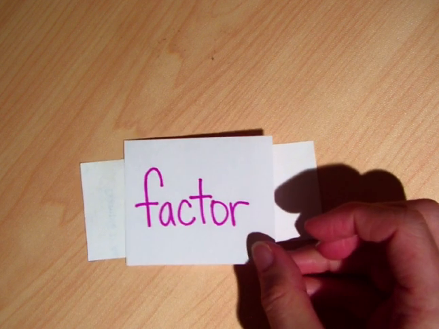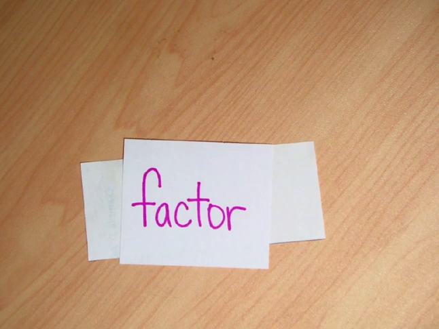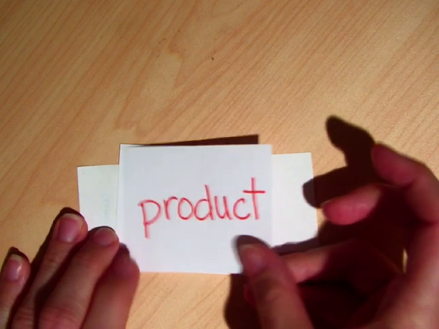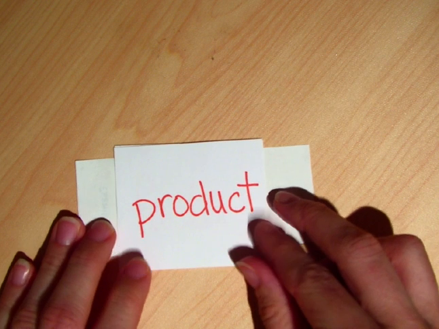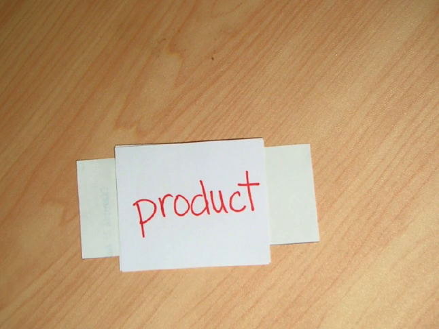The first review word is factor. And remember, a factor is a number that you can multiply times another number to get a product. So a factor is one of those numbers that are multiplied together. The answer to a multiplication problem is a product. That's your second vocabulary word, product. The answer to a multiplication problem.